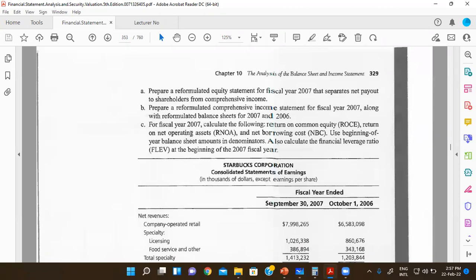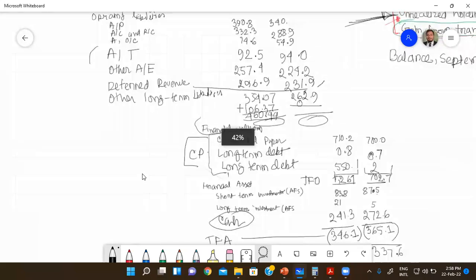For fiscal year 2007, calculate the following: return on common equity, return on net operating asset, net borrowing cost, using beginning of year balance sheet amounts in denominators. Also calculate the financial leverage ratio at the beginning of the 2007 fiscal year. You see, we have to measure these ratios, but there is a caveat. We cannot use the denominator of what we just learned. We have been told that we can use only the beginning of year balance sheet amount in the denominator. So what can we do? We can go back to the page where we have solved this.